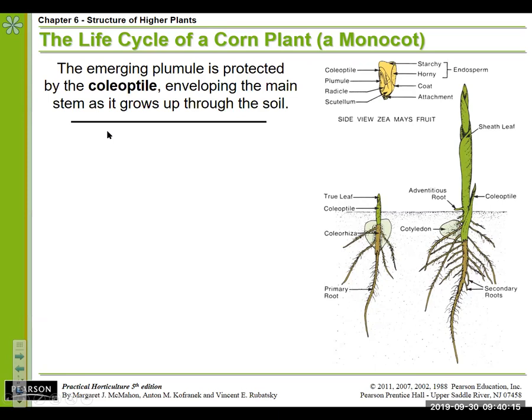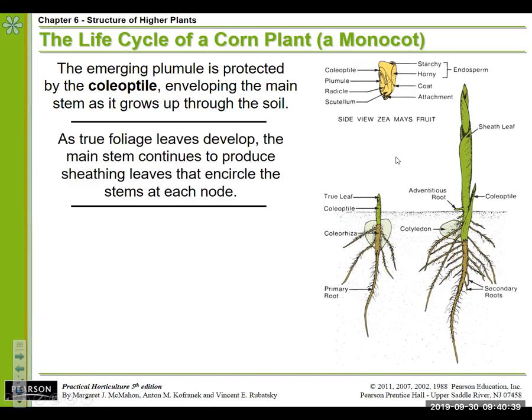Whenever the corn begins to grow, the corn plant or other monocots, initially the plumule, that shoot, is protected by this coleoptile, which basically just envelops that main stem and has this sheath around it to protect these young developing leaves until they're able to grow out and start to photosynthesize themselves.